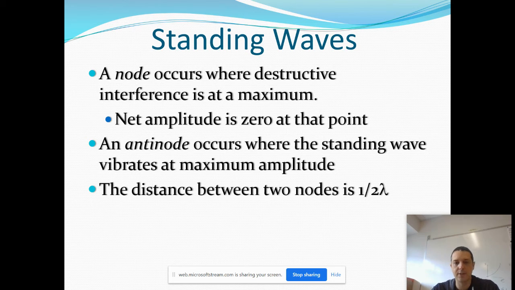One last note that you have to understand about standing waves is that the distance between any two nodes is 1/2 of the wavelength. So if you ever have a diagram of standing waves, you can always identify the wavelength by just doubling the distance between any two nodes.